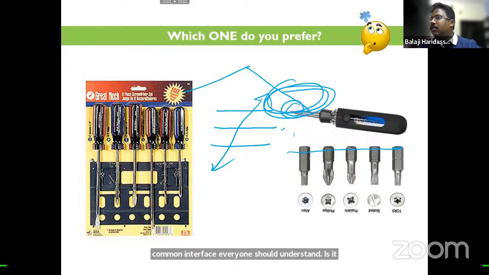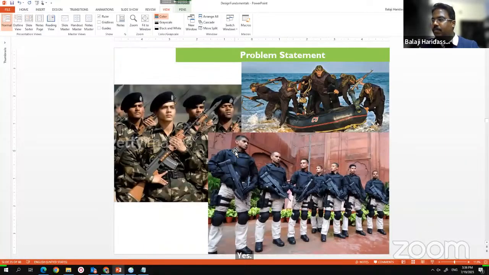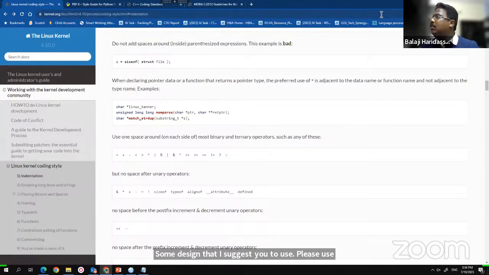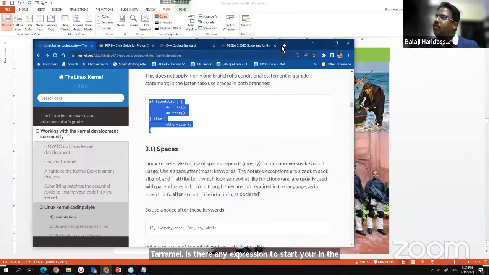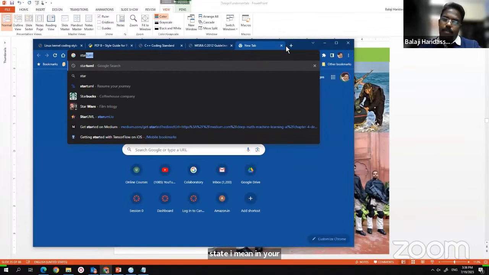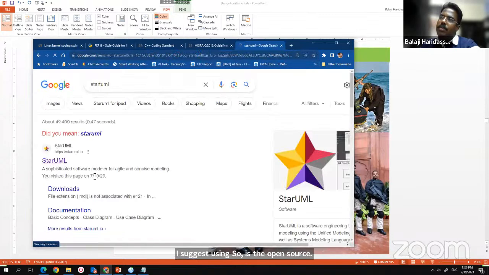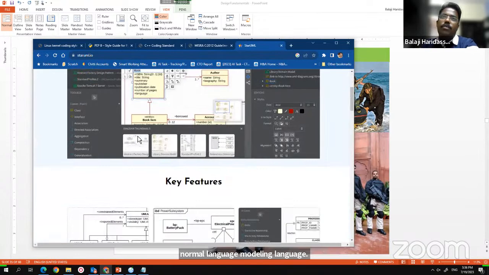So now, I think we don't have time for other things. So let us go directly to some design that I suggest you use. Please use StarUML. Is there any exposure to StarUML in the university? I mean, in SRM? I suggest using StarUML. StarUML is an open source UML tool. All designs are represented with the UML modeling language. So it's very simple, open source.